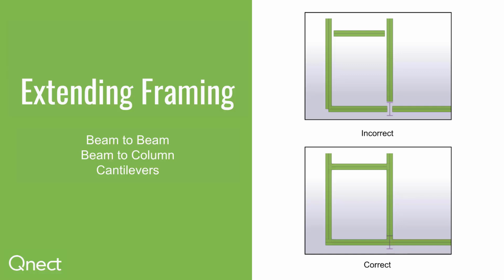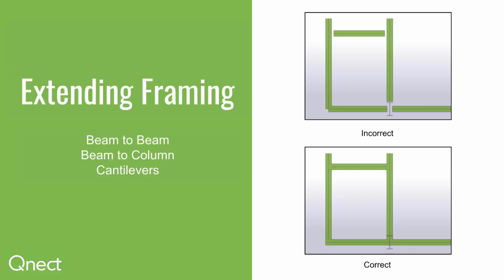So when extending a beam-to-beam, we want to make sure the beam that is going to be supported is extended to the center line of its supporting beam. Same thing with a beam-to-column. We want to make sure that those beams are extended to the center line of the column supporting them.